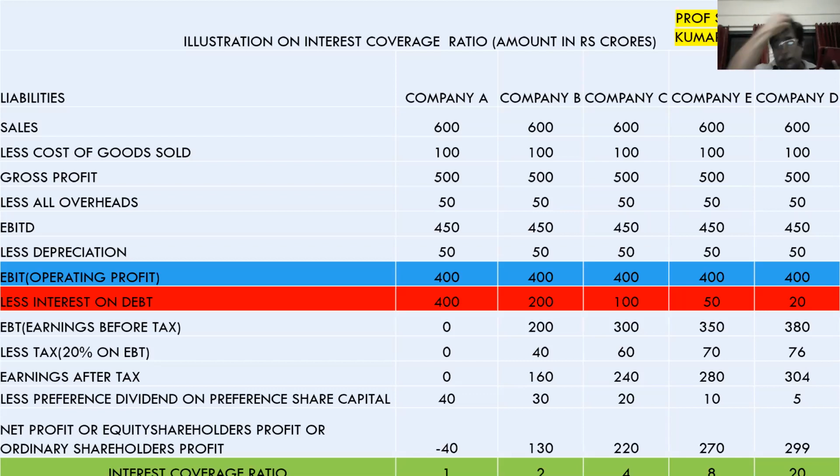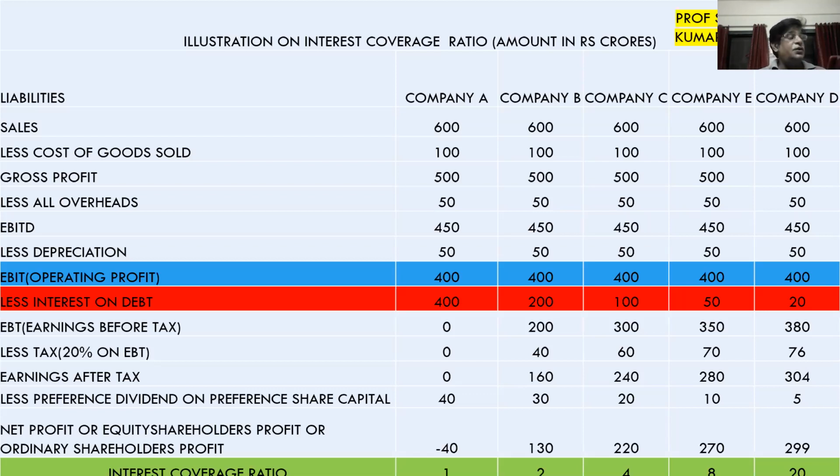If you look at company B, the operating profit is 400 crores and the interest on debt is 200 crores. So you can pay twice. Your interest is 200 crores but your profit is 400 crores, so your ability is two times. You can pay twice the amount you have to pay. In company C, the earnings before interest and taxes are 400 crores.